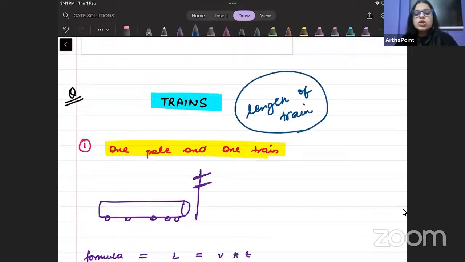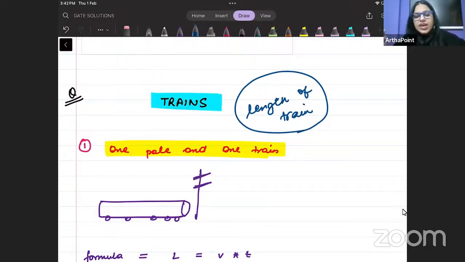You will be asked to find the length of the train. So what will happen in this kind of question? They will say, there is a train which is going to cross a pole. Find the length of the train. Or there is a train which will cross a still person. Find the length of the train.